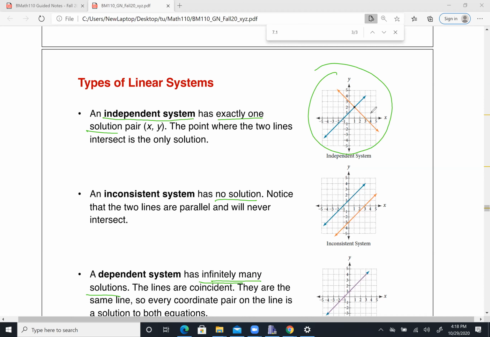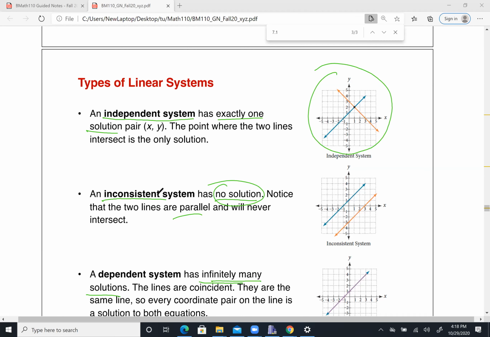The second one, you see that the 2 lines are parallel to each other, right? They don't have any intersection point. So there is no solution at all for this system. Then we call it an inconsistent system.